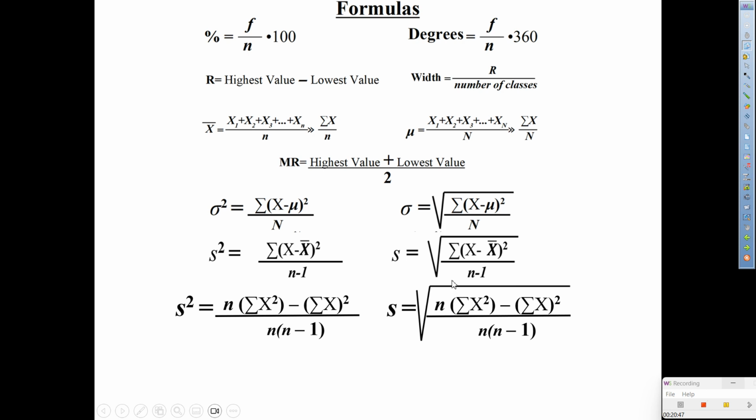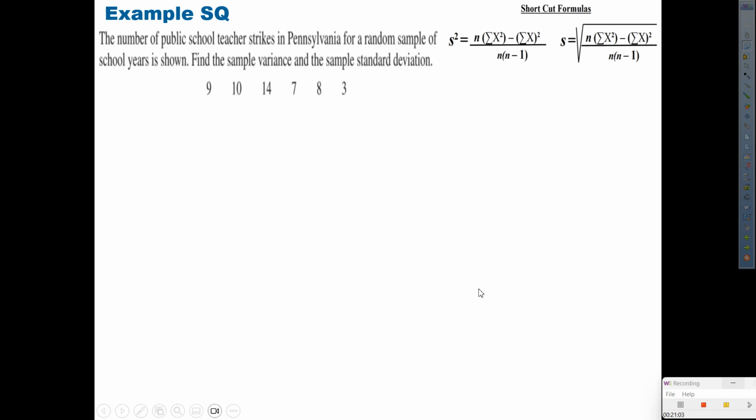Man, this sounds like a pop tart cake to me. Ooh. Like, what is the sample variance, right? How about that? Anyways, here we go.